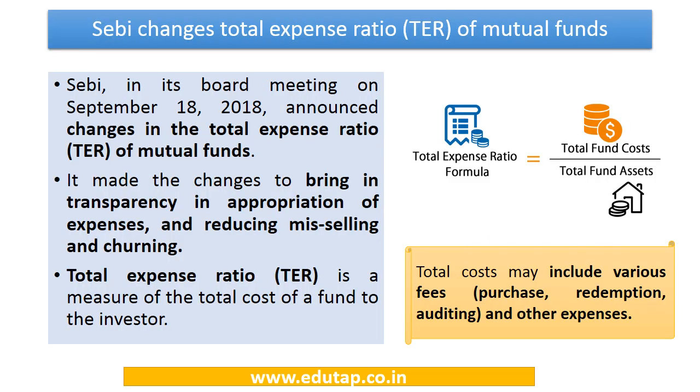So let's start with the first news item, which is SEBI changes total expense ratio of the mutual funds. So this total expense ratio has come so many times in the current affairs and I believe most of us are aware about this term now. And this total expense ratio, it means the fund cost divided by the assets of the fund. So this is a measure of the different costs which are being made out in the mutual fund, and there may be different kinds of costs like various kinds of fees which have to be paid, auditing expense or any redemption expense, etc. Now, SEBI in its board meeting on September 18, 2018.